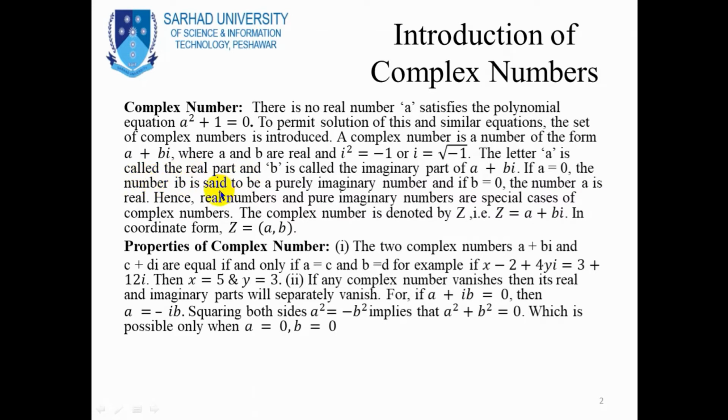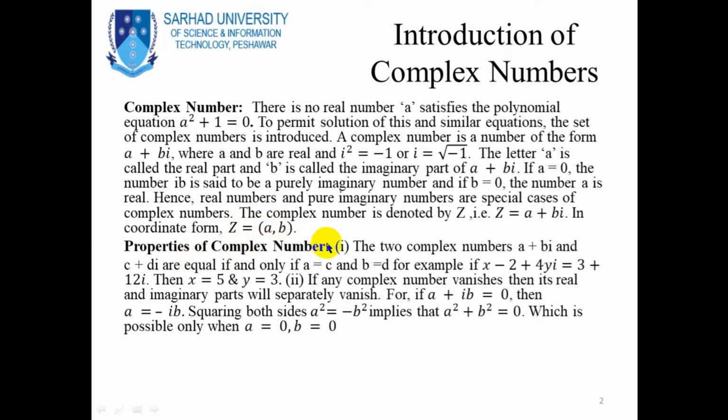If a is equal to 0, the number iota b is said to be a purely imaginary number, and if b is equal to 0, the number a is real. Hence, real numbers and pure imaginary numbers are special cases of complex numbers. The complex number is denoted by z, that is z is equal to a plus iota b. In coordinate form, z is equal to (a, b). So, dear students, a complex number z represents a point in coordinate form.